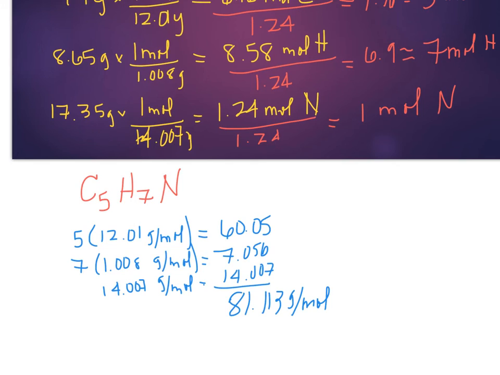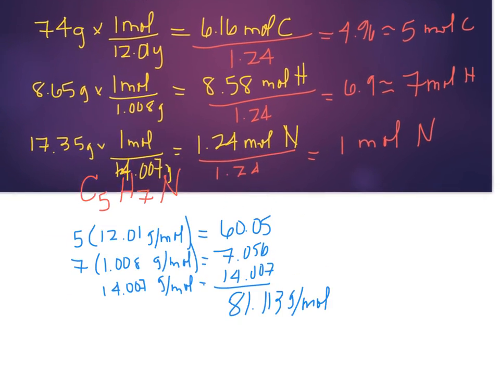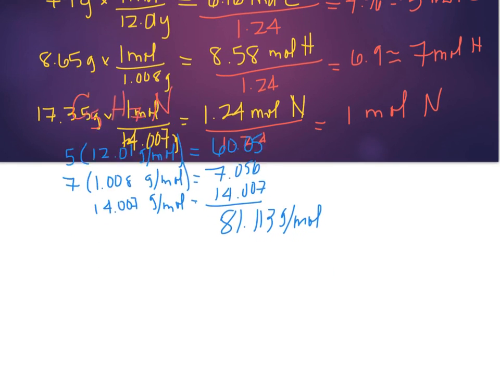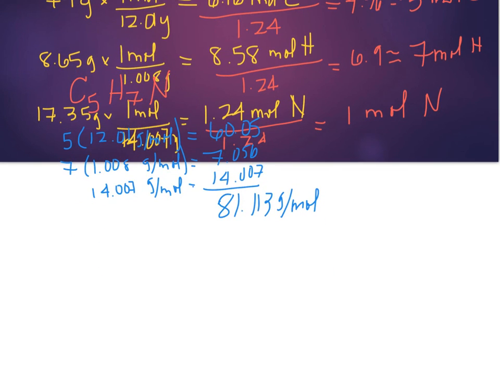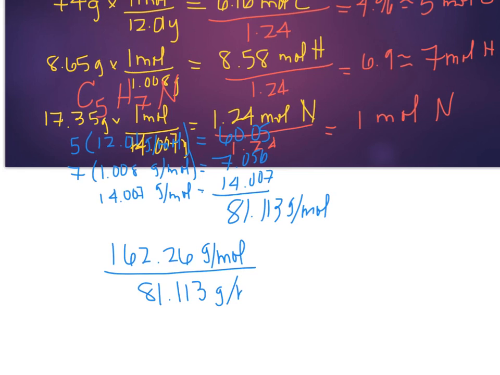So now to finish up the problem, we have to find that multiplier. With that multiplier, we need the original value, which from the example up here, you can see it was 162.26. We'll see if we can slide all this up. So I have 162.26 grams per mole. And I'm going to divide that by what we just calculated, which was 81.113 grams per mole. And when we divide those, we end up with a multiplier of 2.